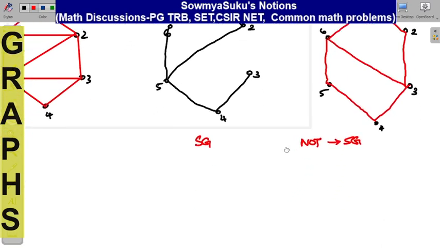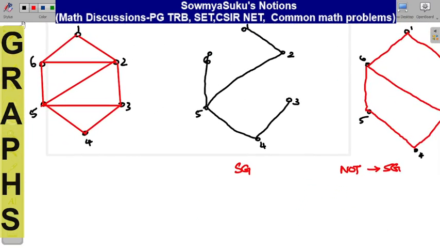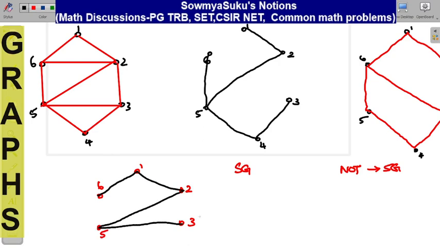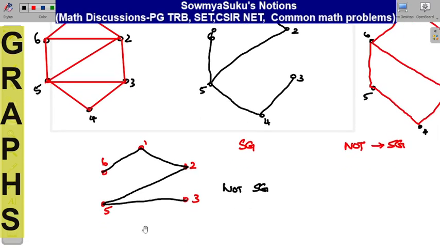Another one that is not a spanning subgraph: if I take the vertices 1, 2, 3, 6, 5, and I draw all the possible edges, this is not a spanning subgraph. The reason is that the number of vertices as in the original graph is not there, because 4 is there in the original, and here I drew a graph which has no vertex 4. So this is not a spanning subgraph.